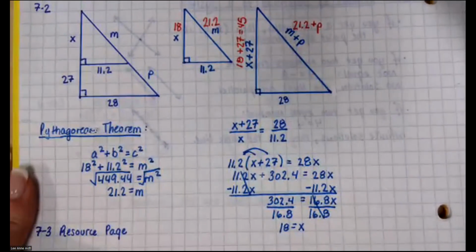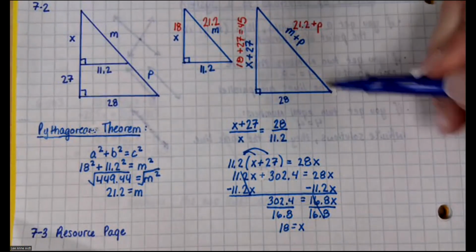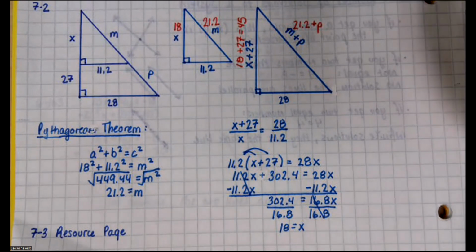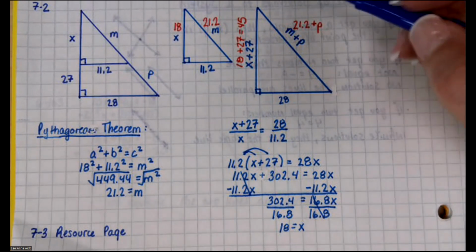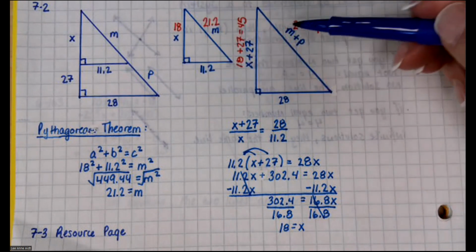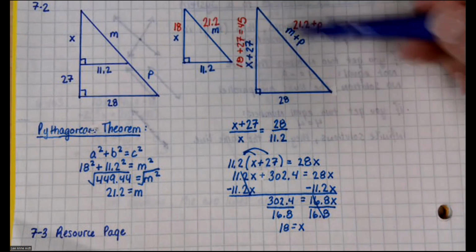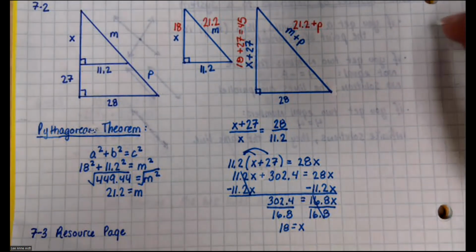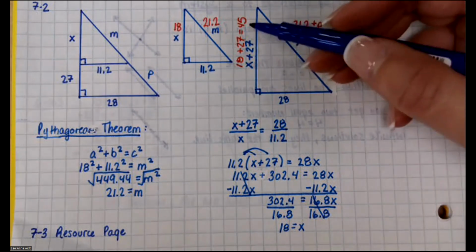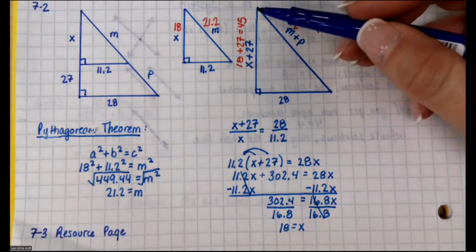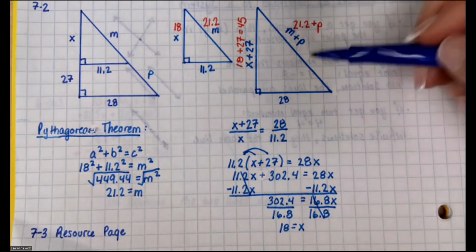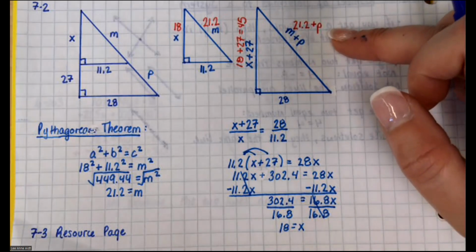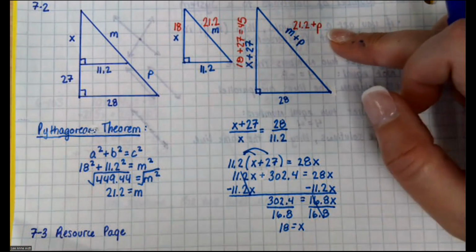Okay. Anyone have any ideas on how we can get P? We need to get P still. We know this side, this whole thing, and we know everything about this one except we know this one's 21.2 plus P. A squared plus B squared equals C squared. Now, if we do that, we're going to do 28 squared plus 45 squared. And I'm just going to leave it C squared because this is kind of complicated. Does that make sense? We could totally do that.